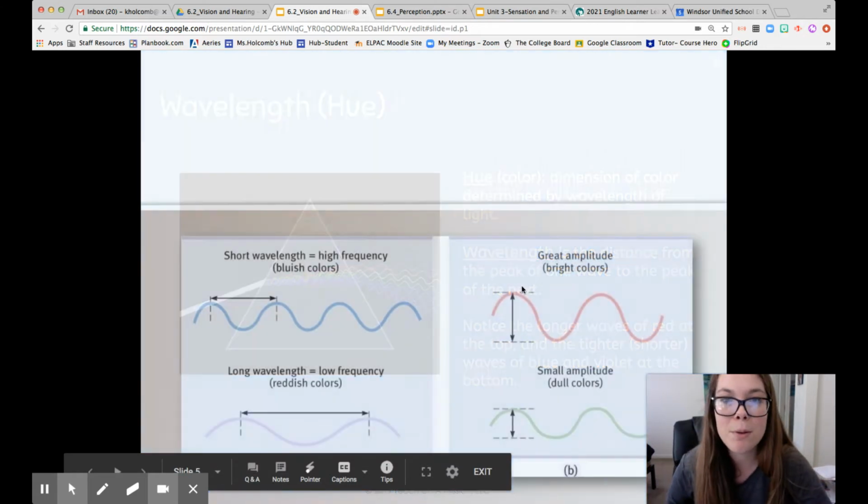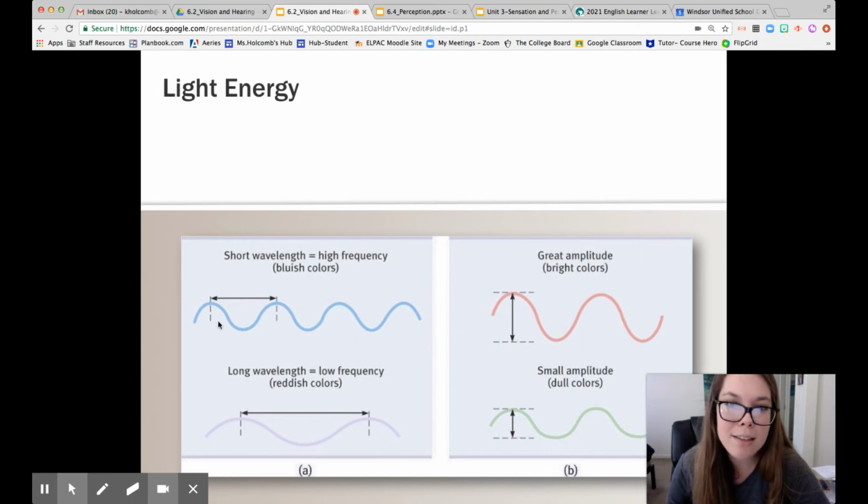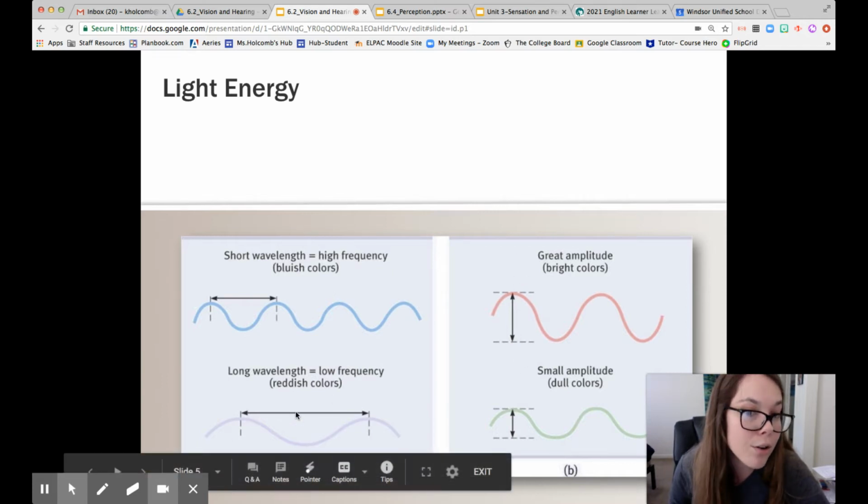A little bit more into this is that short wavelengths tend to be bluish colors, right? So here's the wavelength. Greater amplitudes, or height, mean brighter colors. Longer wavelength is for reddish colors, and smaller amplitude is for dull colors, okay?